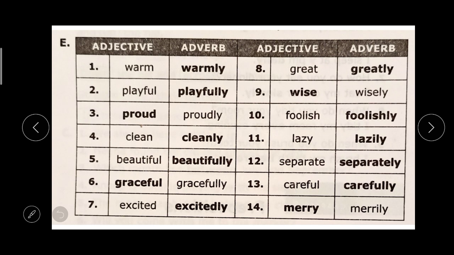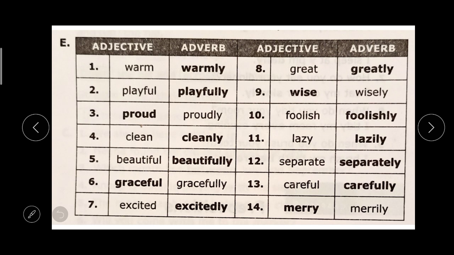The number 3 adverb is given, that is proudly, and its adjective will be proud. The number 4 the adjective is clean and its adverb will be cleanly. The number 5 the adjective is beautiful, whose adverb will be beautifully. Number 6 adverb is given, that is gracefully, and its adjective will be graceful. The number 7 is excited, whose adverb will be excitedly.